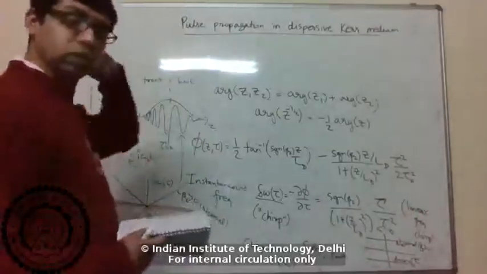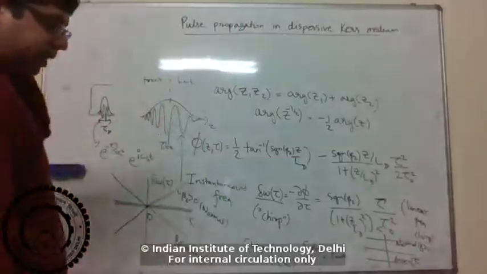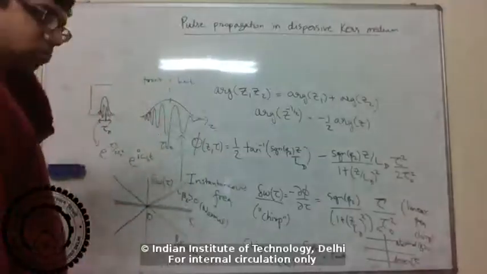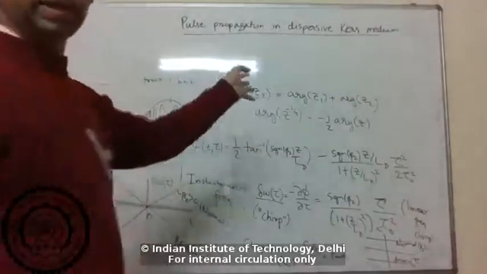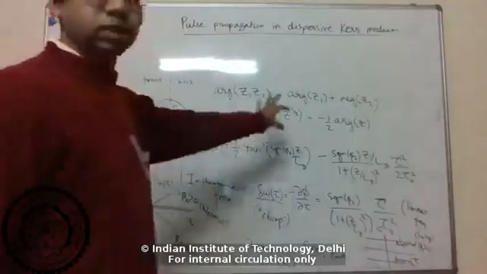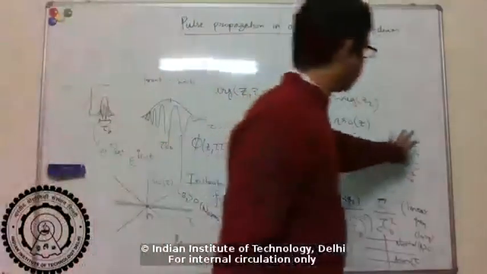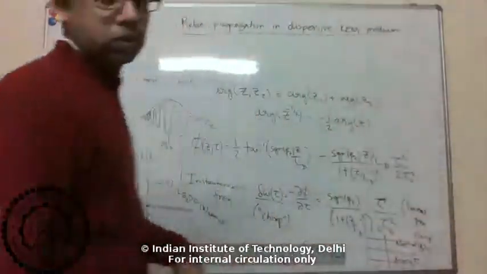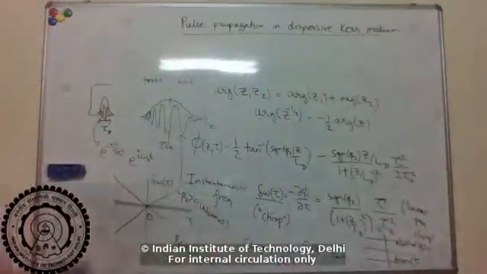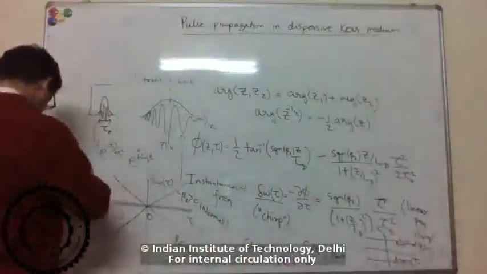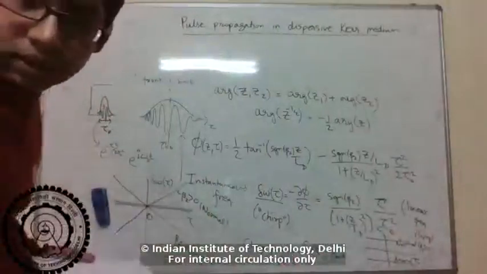So is that clear? Yes, sir. How the pulse behaves in a medium with dispersion, or more specifically GVD, right? Of course, if you include higher order terms like beta 3, beta 4, then the solution is more complicated, so you will have other terms due to those higher order dispersive terms. Okay, so that's dispersion.